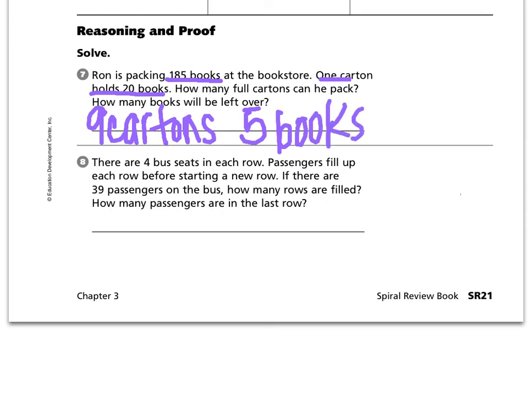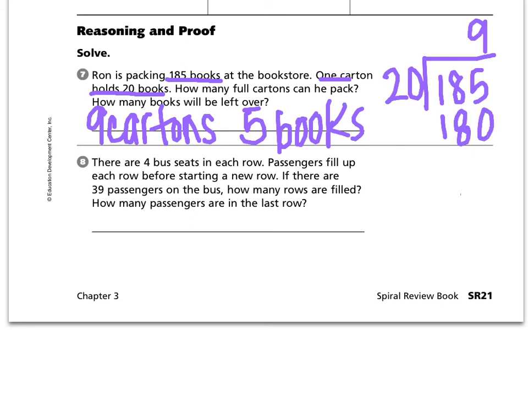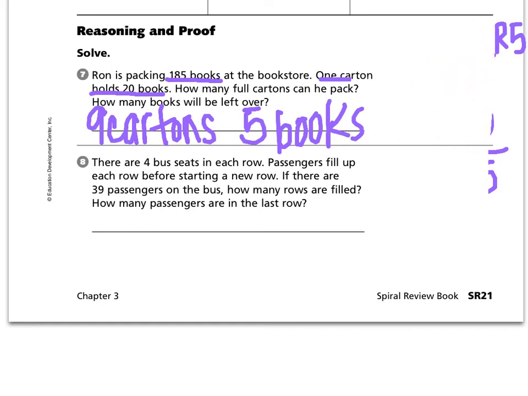Now I could have solved this using just a simple division problem, 185 divided by 20, and think about how many times 20 would go into 185. I know it goes in 9 times. 9 times 20 is 180. Subtract it, and I get remainder 5. So 9 full cartons and 5 books. Let's move on to number 8 now.